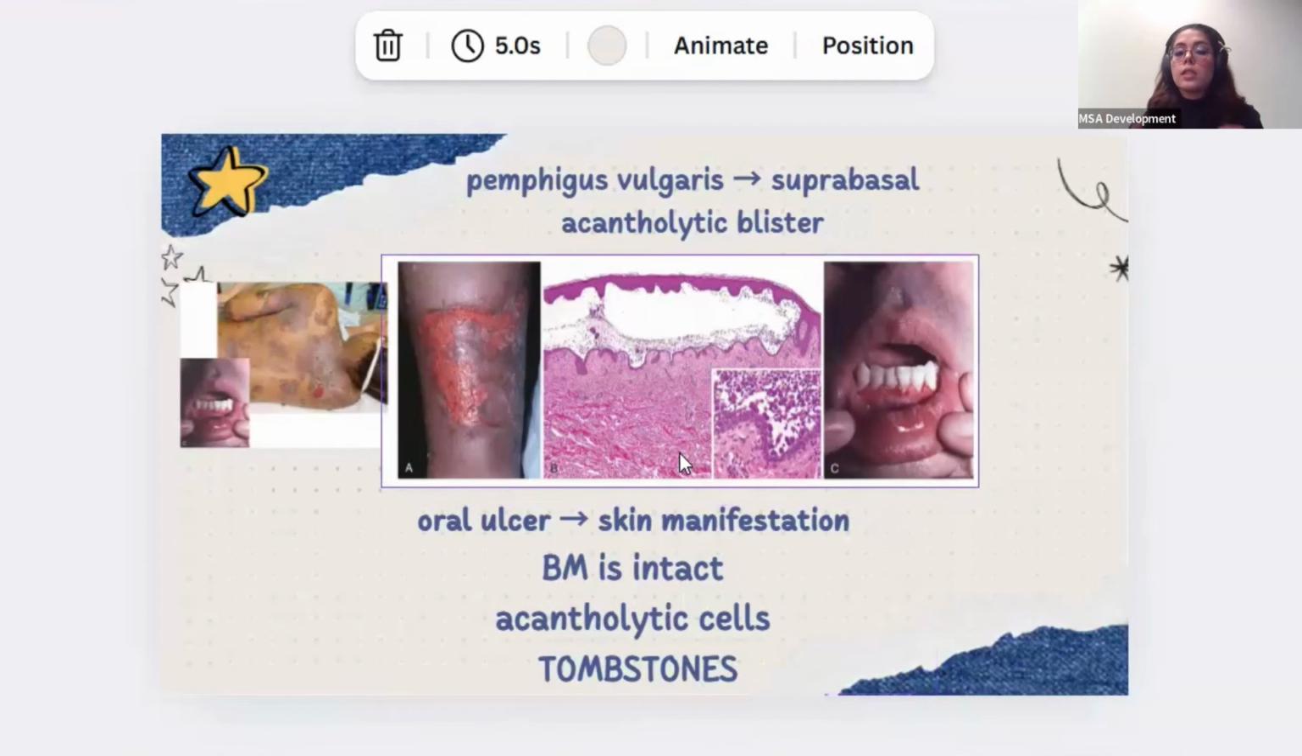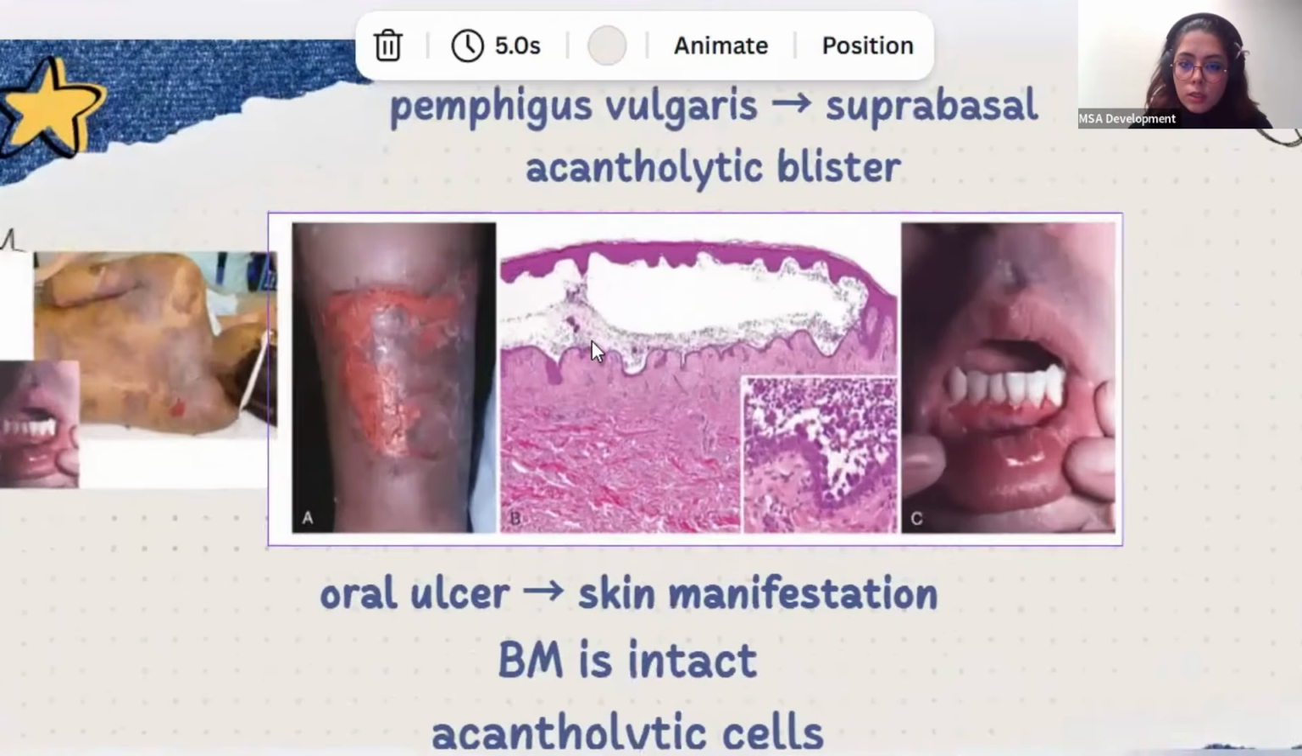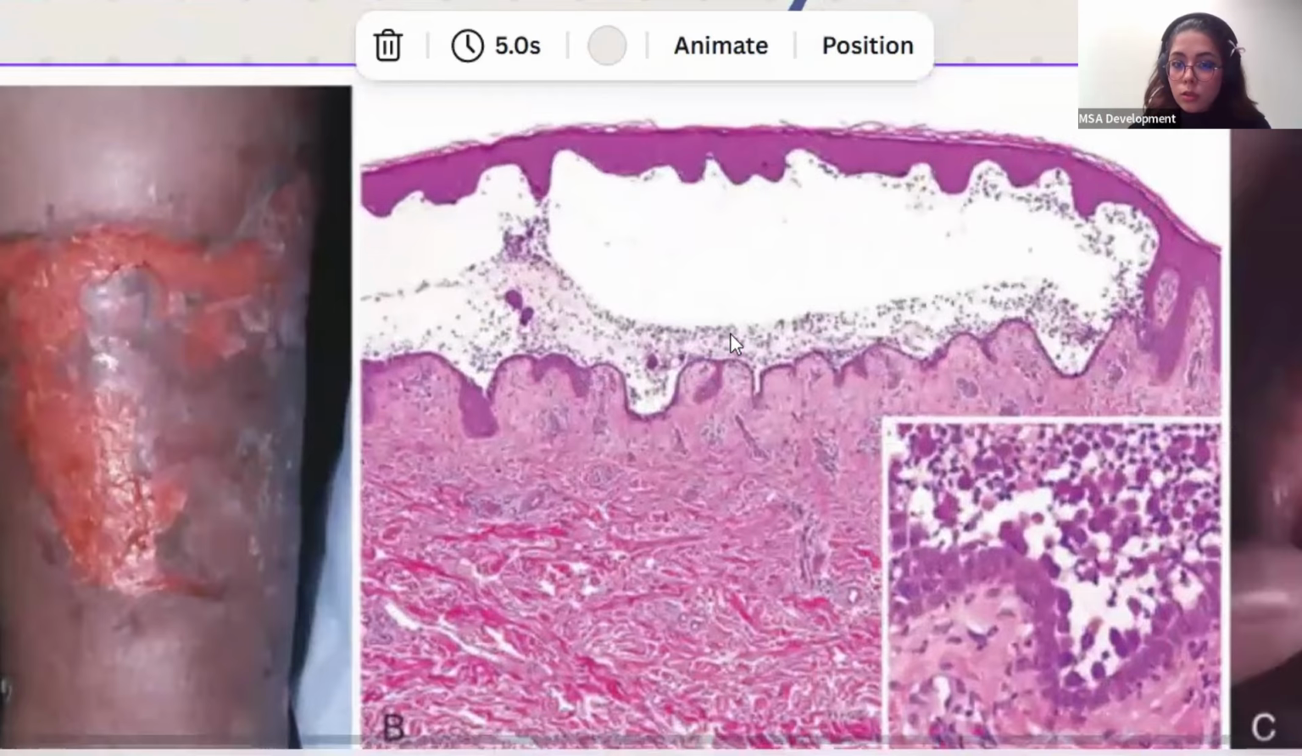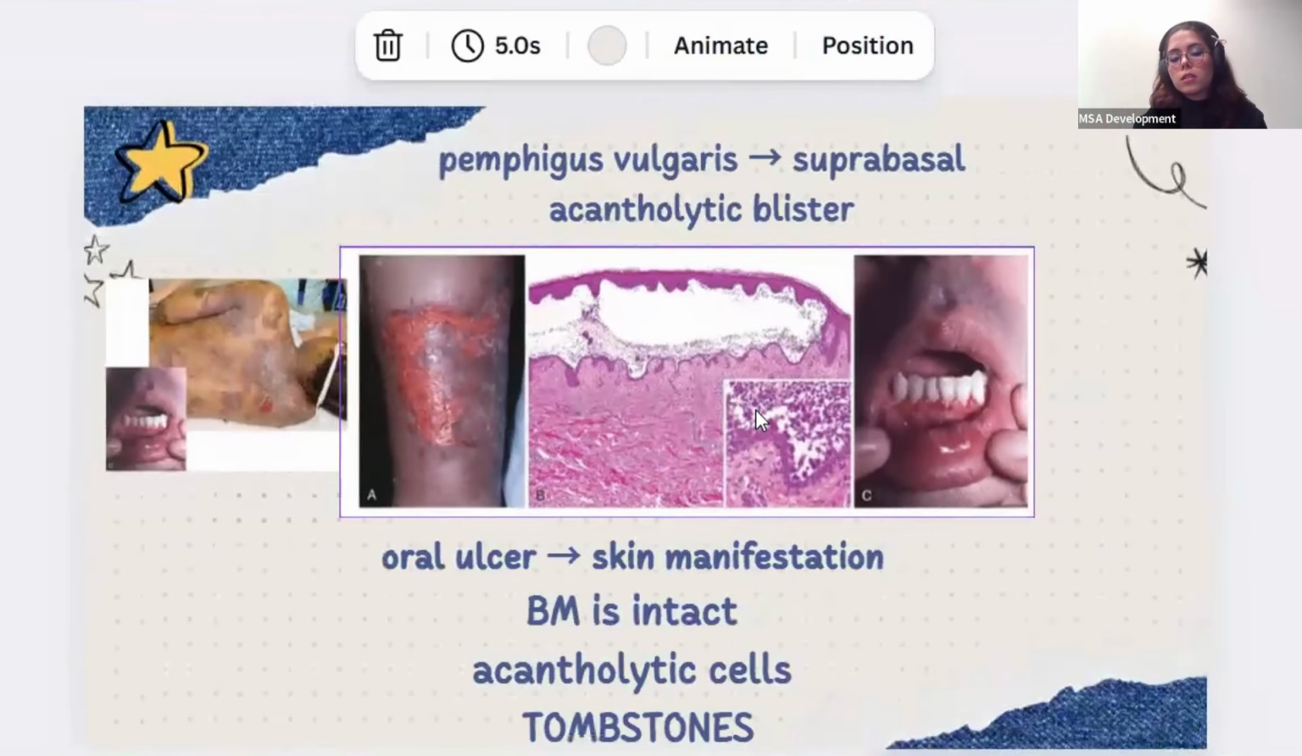Acantholytic cells, tombstones. Tombstone appearance is the most important. Tombstones in the histology slide itself. Here, let me show you. The histology slide itself, you can see tombstones. This is how you diagnose Pemphigus vulgaris.